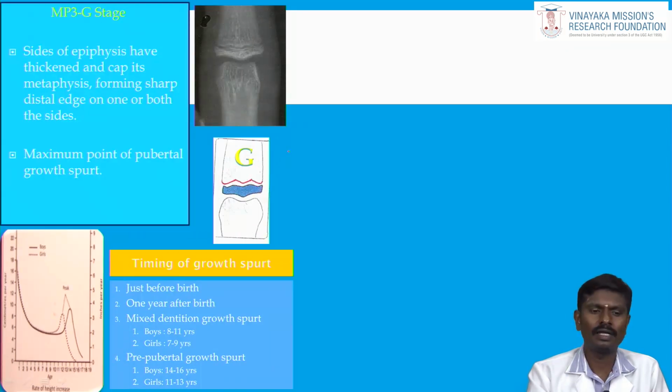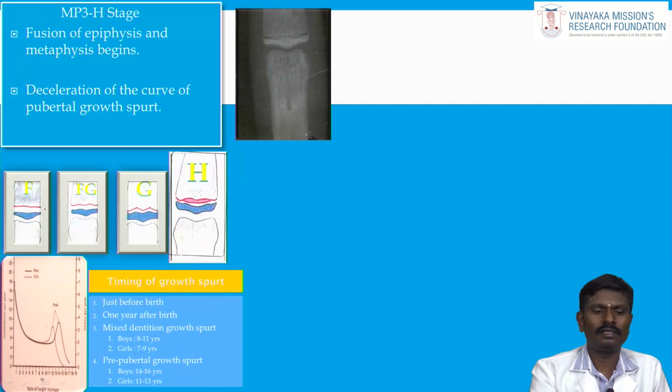The next stage is the MP3G stage. Here the sides of the epiphysis have thickened and cap the metaphysis, forming sharp distal edges on one or either side. You can see these sharp margins here like this. This is the maximum point of the pubertal growth spurt. And the MPH stage. Here you can see the fusion. The epiphysis will start fusing with the metaphysis. This shows the deceleration of the curve of the pubertal growth spurt.